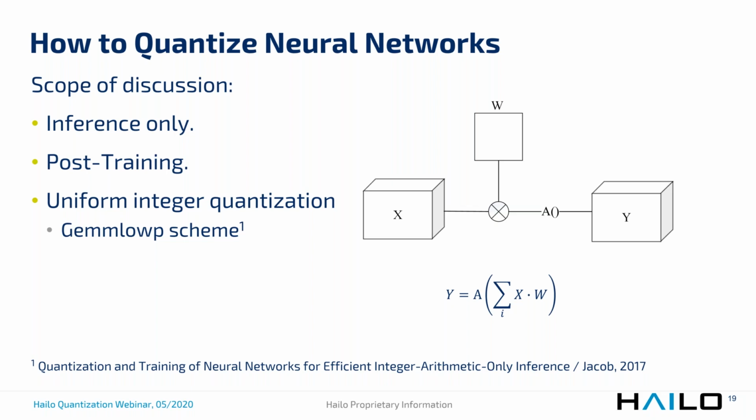quantization is done using uniform integer quantization. And we're going to closely follow the Gemmlowp scheme, which was developed by Google a couple of years ago. And I've made a small footnote here to the original paper, which I think explains the principles behind the method very well. And I'm going to explain the main ideas in the next slides.